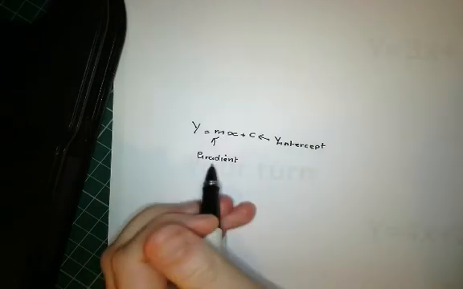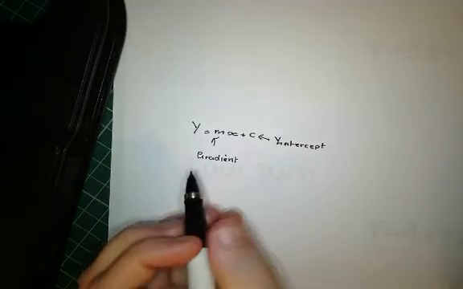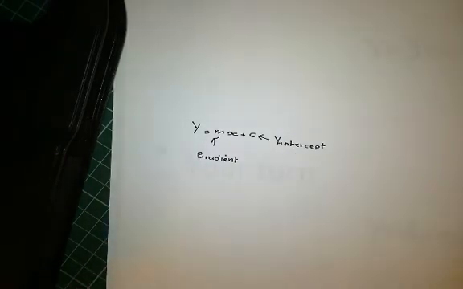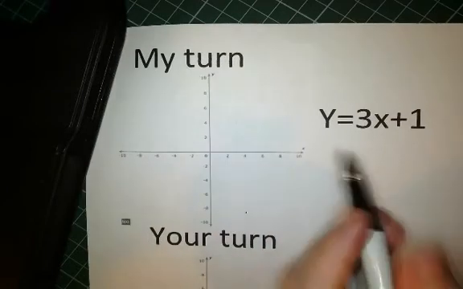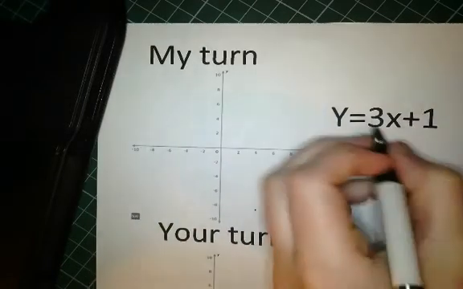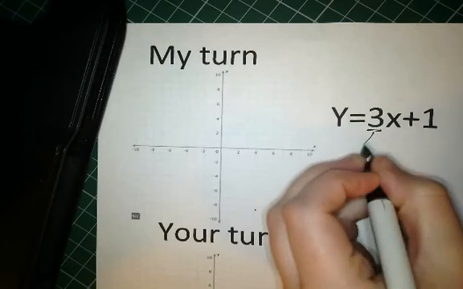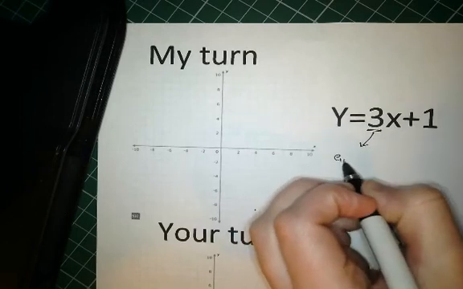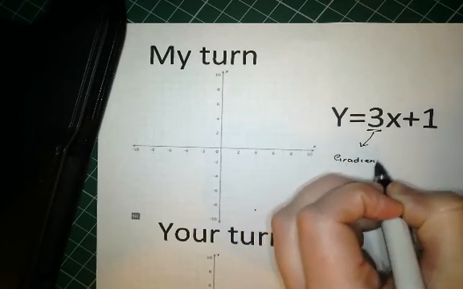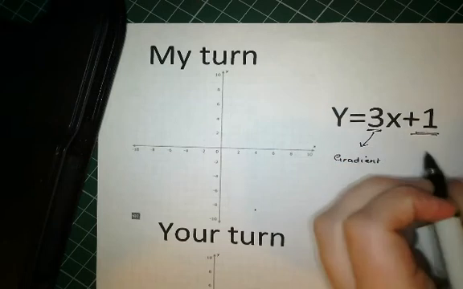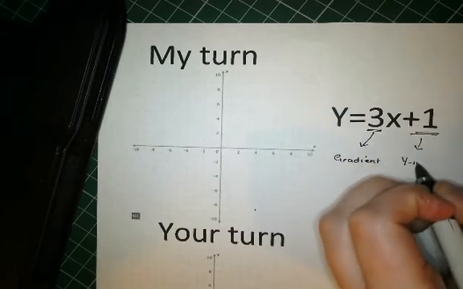What's important to know is the gradient is how steep your line is, and the y-intercept is where it crosses the y-axis. So having a look at my turn, I have y equals 3x plus 1. My gradient, therefore, is the number in front of my x, which is 3. And the plus 1 is my y-intercept.